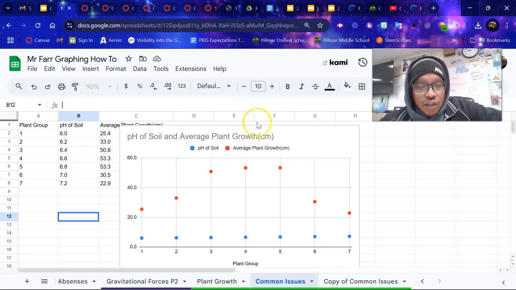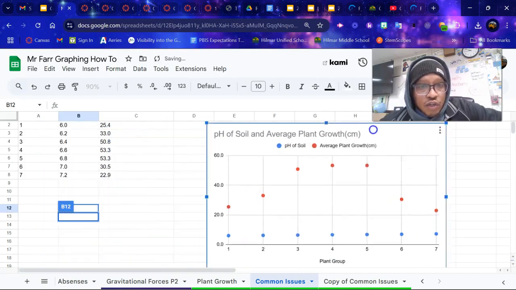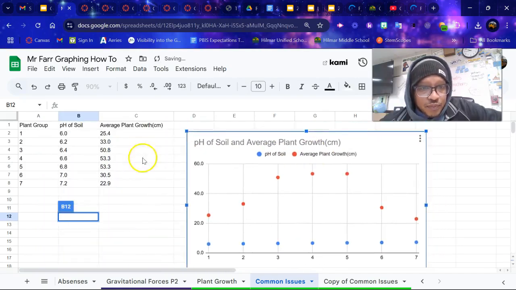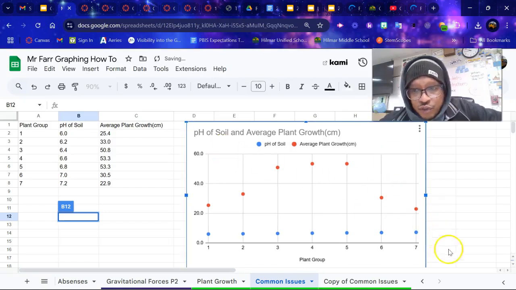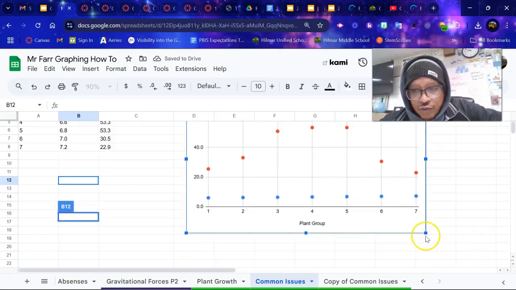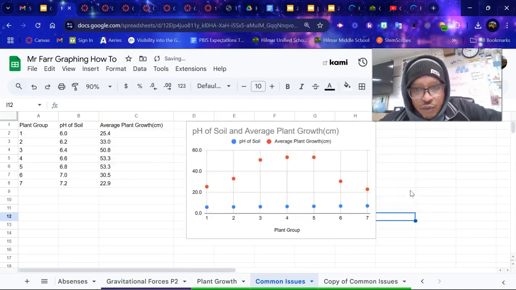One mistake was that your chart is actually blocking your actual data table. So people had their chart on, sometimes people had it like this. So again, you want your chart to be over here, somewhere over here. And some of the things that you're going to want to do is, I'm going to change the size of this chart because I feel like it's a little bit too big for the data table. So I'm going to make it a little bit smaller so it fits in there well.